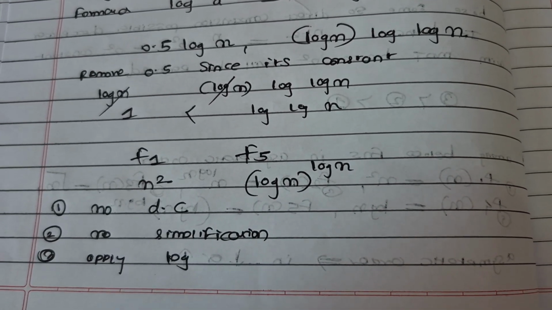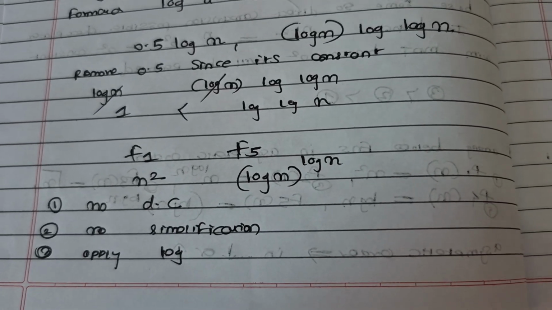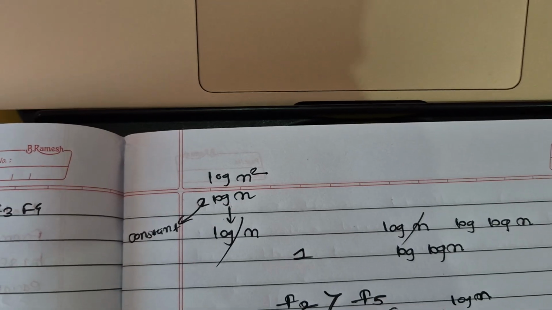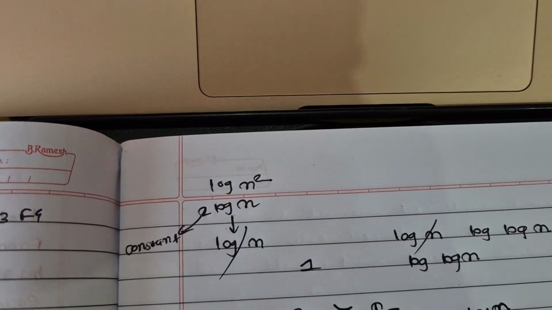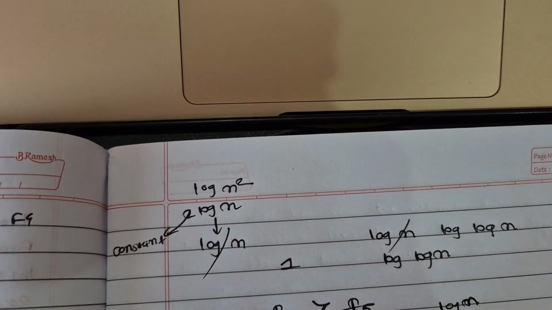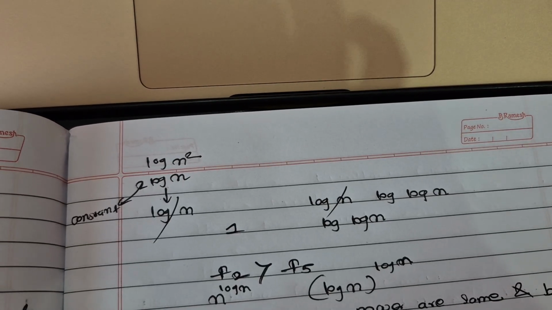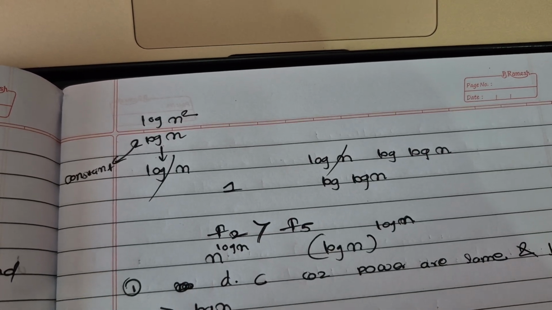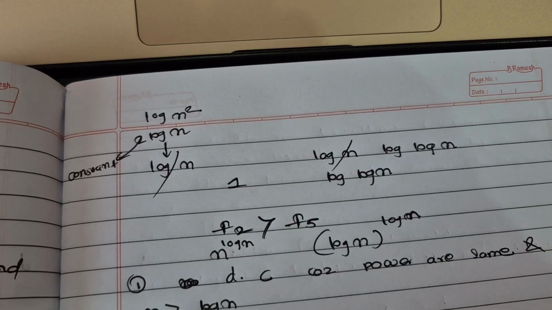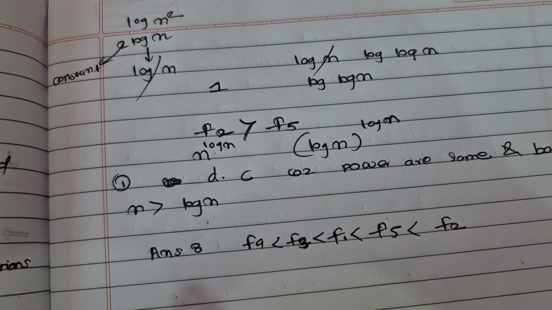Again we need to compare f1 and f5, n square and log of n raised to log of n. No direct comparison, no simplification, apply log. So log of n square, according to rule of log, 2 would come in front and 2 log n would be there, but again 2 is constant, so remove 2, only log n would remain. And here you can see log n times log of log n is there. So log n get cancelled, 1 remains, and 1 is greater than log, so f2 is greater than f5. The last is n to the power log n and log n to the power log n.